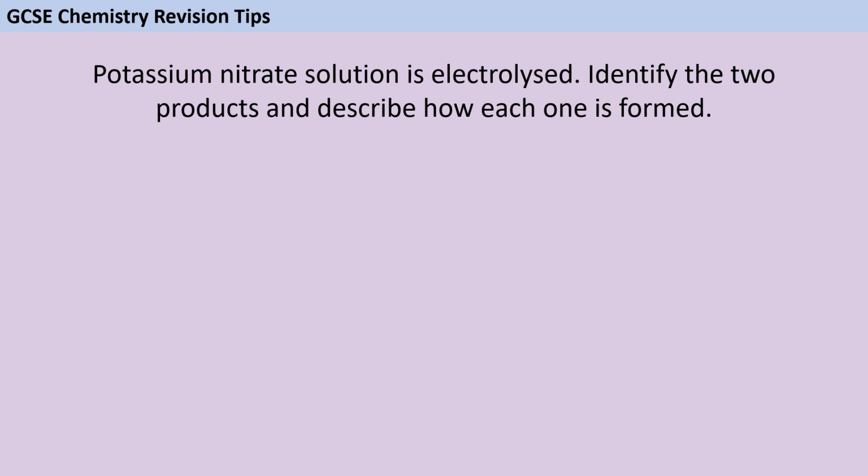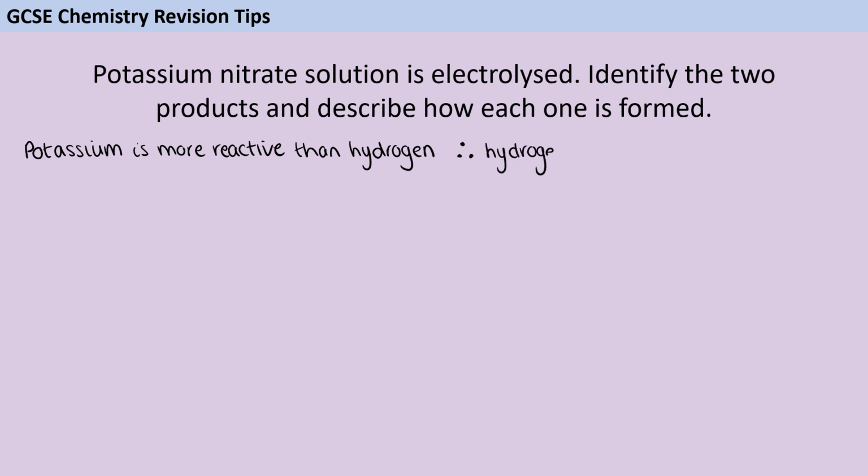So at the negative electrode, or you might call it the cathode, the cations are going to be attracted, and then you should know that the less reactive cation is the one that's going to be discharged. So my two options here are potassium from the potassium nitrate or hydrogen ions from the solution. And potassium is obviously a very reactive metal. It's much more reactive than hydrogen. So because potassium is more reactive than hydrogen, it's the hydrogen that is going to gain electrons and be reduced, and therefore hydrogen gas is going to be produced.